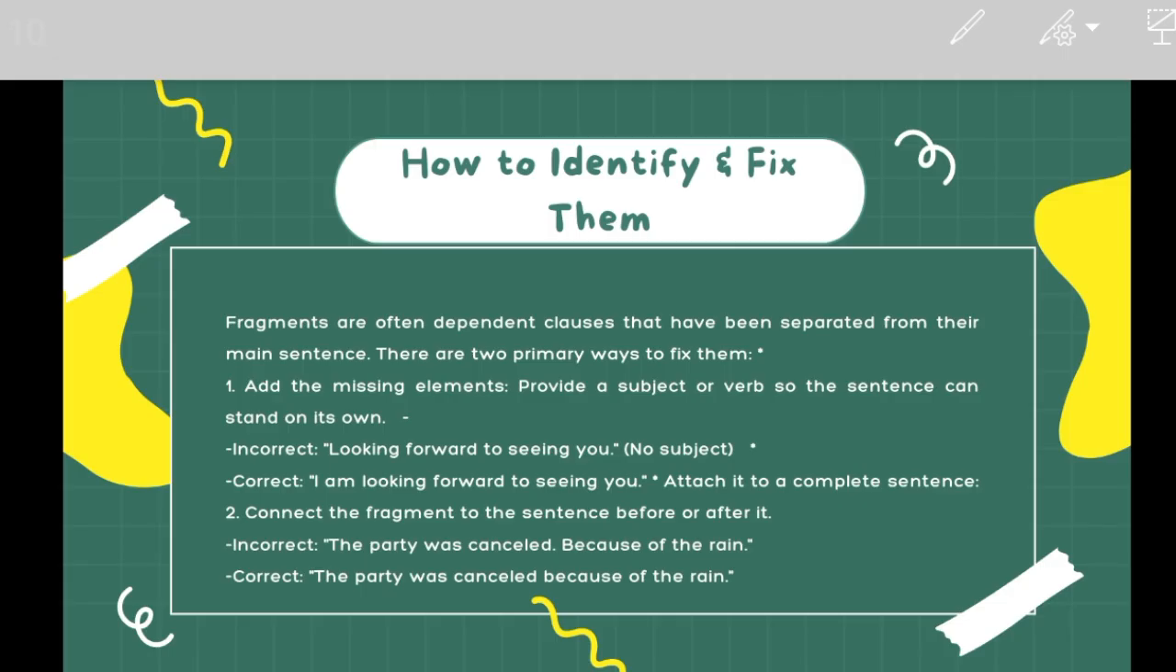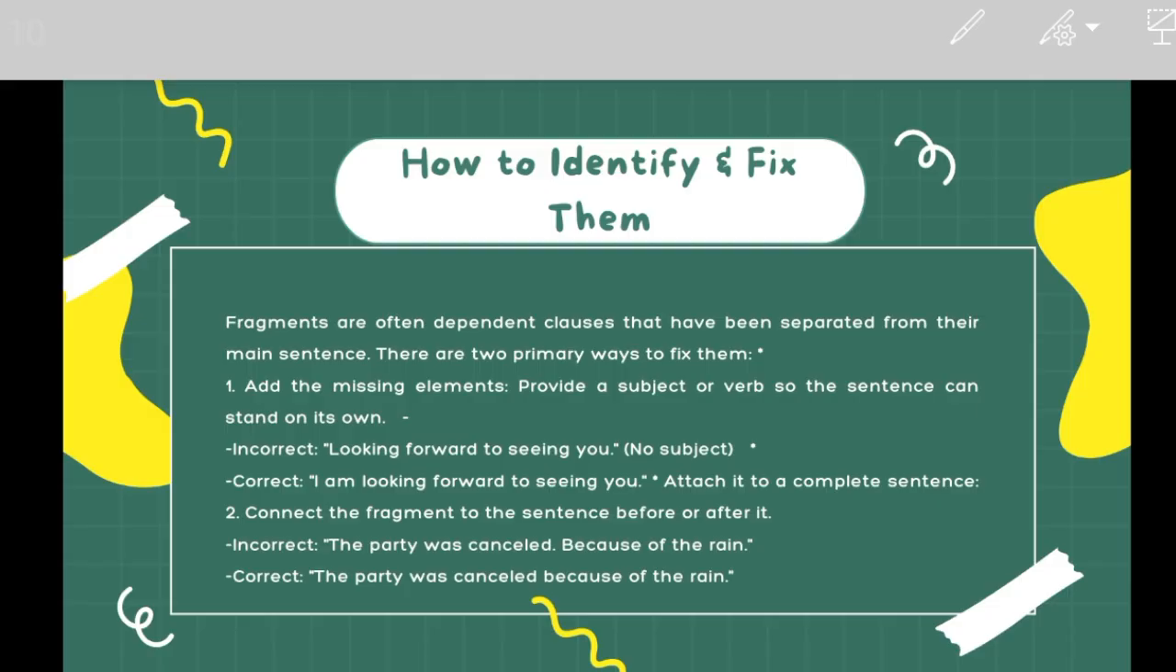How to identify and fix them? Fragments are often dependent clauses that have been separated from their main sentence. There are two primary ways to fix them. First, add the missing element. Provide a subject or verb so the sentence can stand on its own. Example: incorrect, "Looking forward to seeing you." There is no subject in there. Correct: "I am looking forward to seeing you." Attach it to a complete sentence.